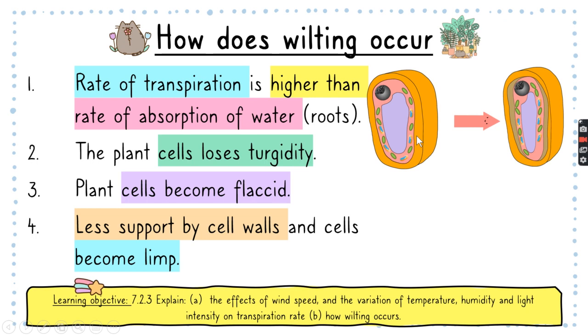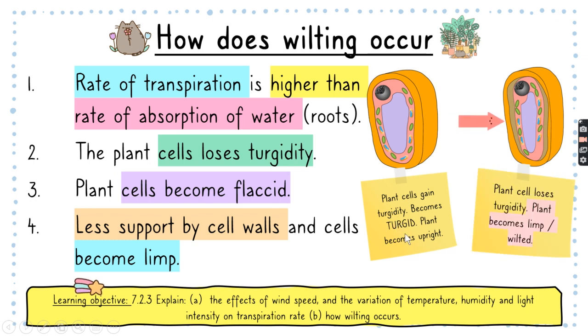But as the plant cell loses more water, the vacuole decreases in size and it becomes plasmolyzed, where the cell membrane retreats away from the cell wall, and therefore there is no turgor pressure anymore pushing the cell wall. Before, the plant cell is turgid and upright, so the whole plant is upright. But when the plant cell loses turgidity, plant cells become limp and therefore wilted overall.